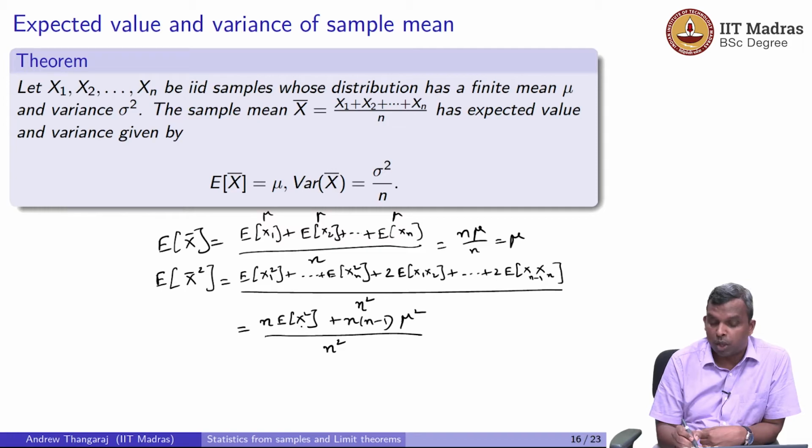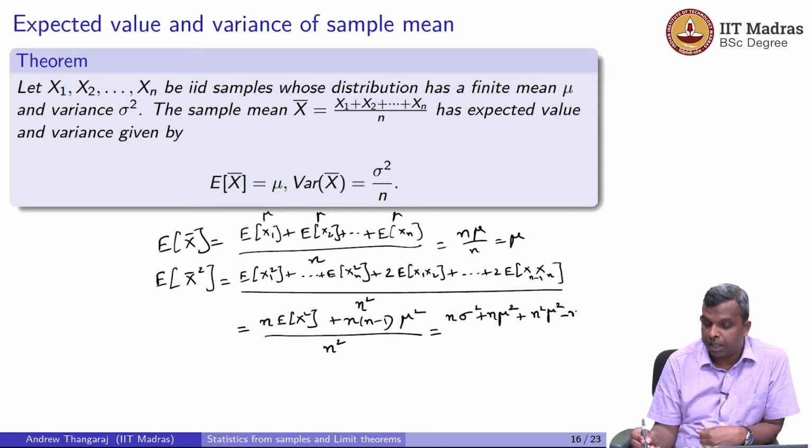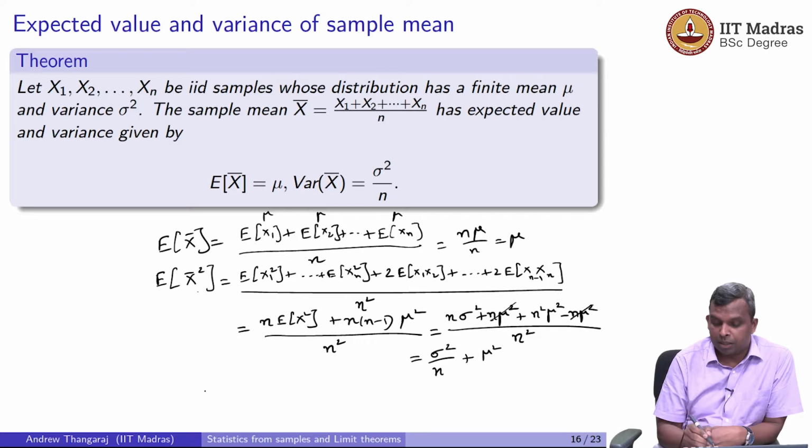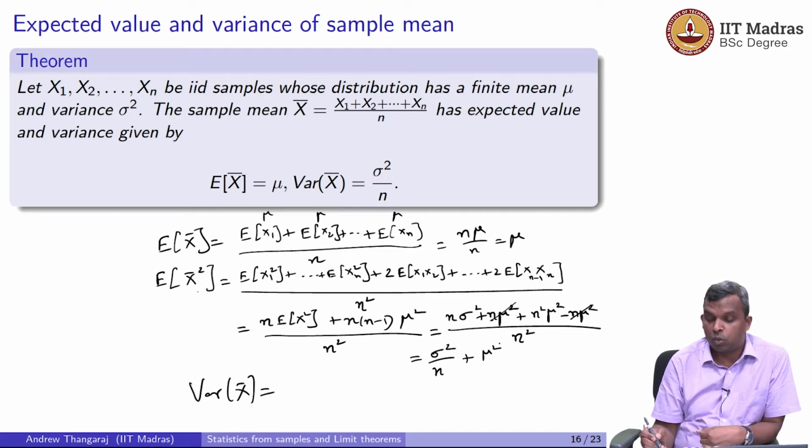What's expected value of x squared? That is sigma square plus mu squared, right? So you will have n times sigma squared plus n times mu squared plus n squared times mu squared minus n times mu squared divided by n squared. So these two will cancel. So you just get sigma squared by n plus mu squared, okay. So that's expected value of x bar squared. So variance of x bar is just expected value of x bar squared minus expected value of x bar whole squared. So the mu square and mu square will cancel, and you simply get sigma squared by n, okay.